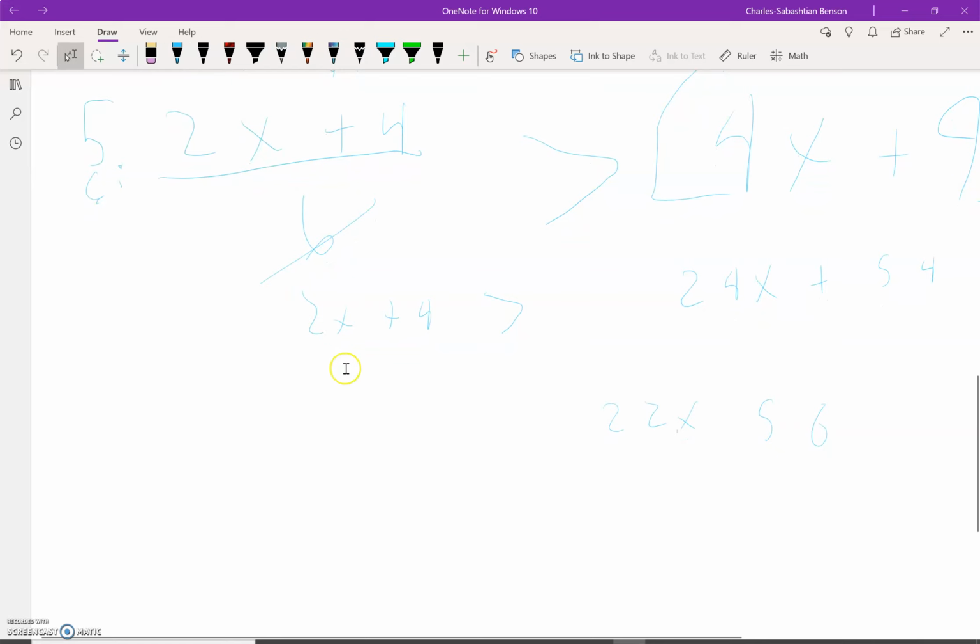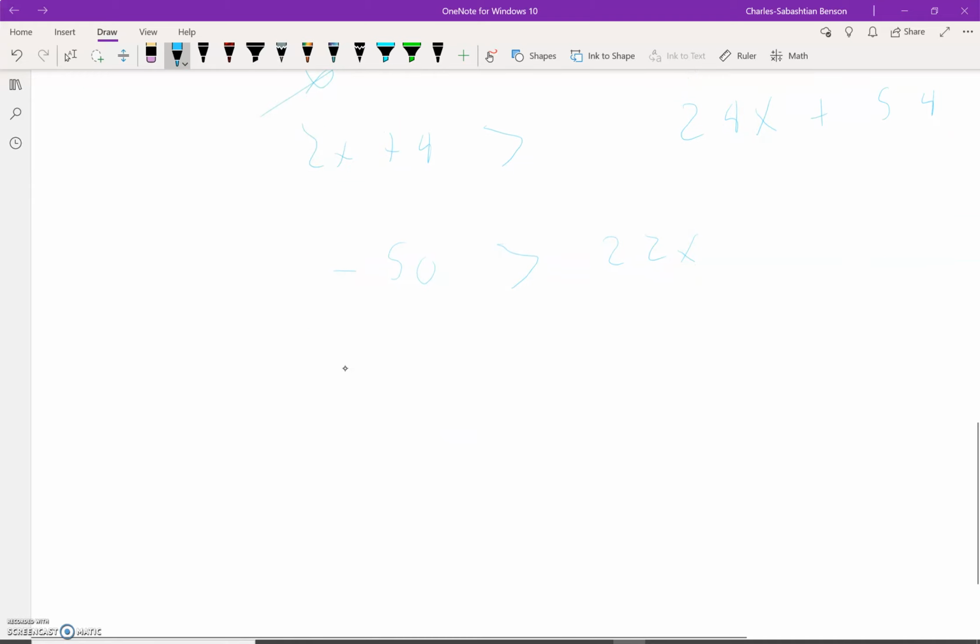And then we'll subtract again to get it back on this side, and it'll be negative 50, which is greater than 22x. And then finally, we will get negative 50 over 22, which is greater than x. Simplify. Let's simplify this down a little bit. 50 divided by 2 is 25, negative 25. And then 22 divided by 2 is 11. So it's our final answer.